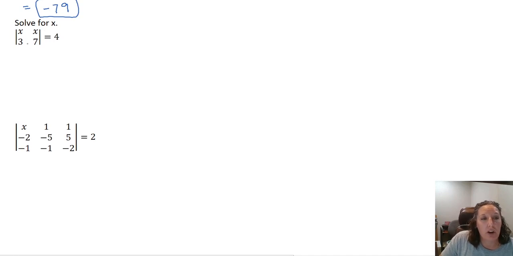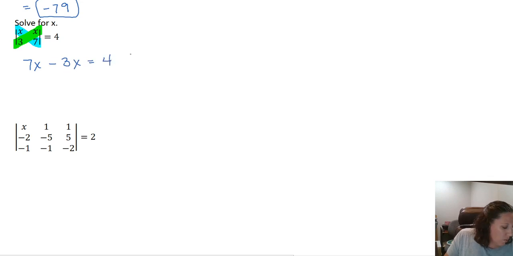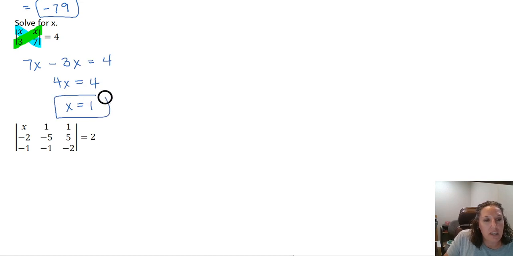So here we have the determinant of the 2 by 2 matrix [x, x; 3, 7] equals 4. So on that left-hand side, we're going to do the same thing. Our main diagonal there, x times 7, is going to be 7x. And then 3 times x, multiplying our off diagonal, we're going to subtract 3x. That has to equal 4. All right, 7x minus 3x is 4x equals 4. So that means x equals 1.